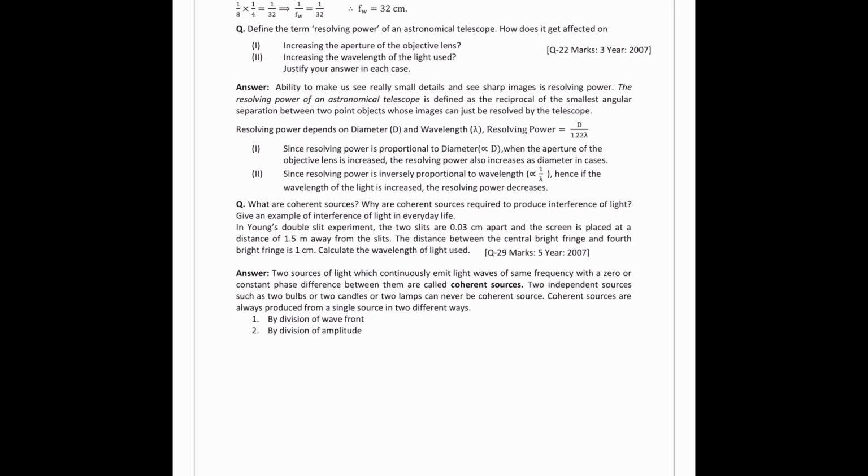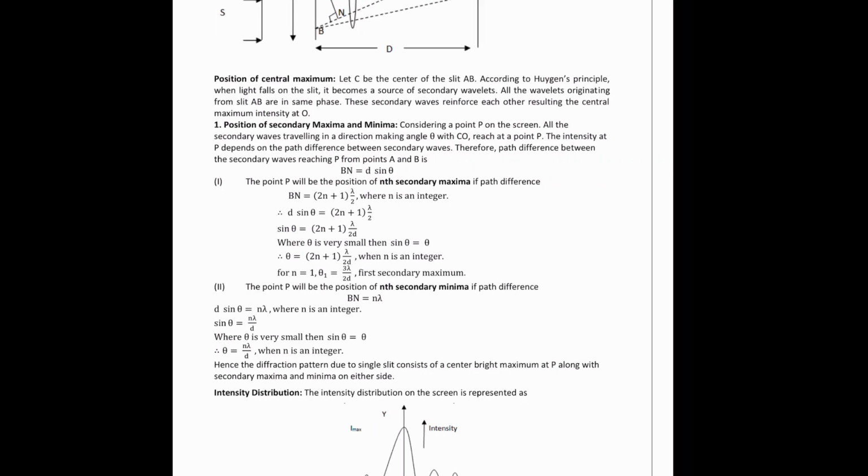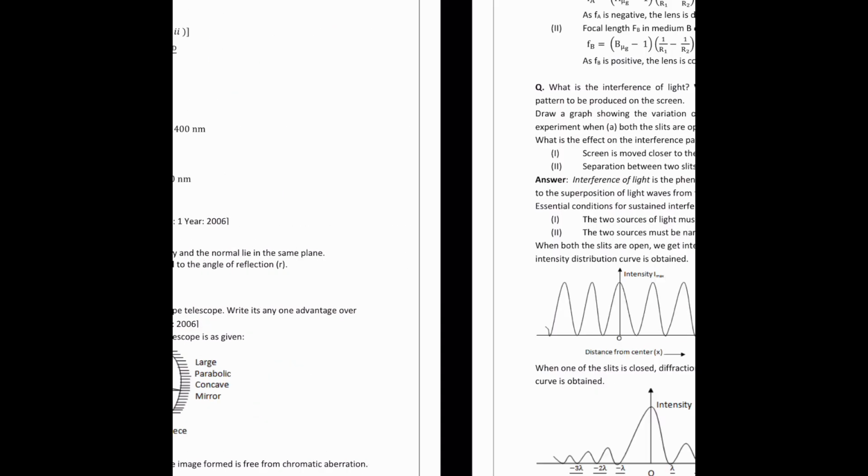Resolving power. Okay, resolving power is that property by which we can distinguish two letters. Suppose A and B is written. If resolving power is less, then you can see A, B coinciding. Okay, but if resolving power is high, then you can see A and B differently. Okay. Coherent source of light means same phase of vibration, same double slit experiment.